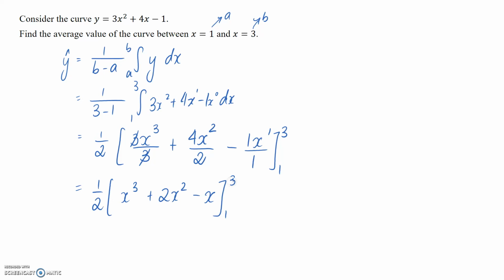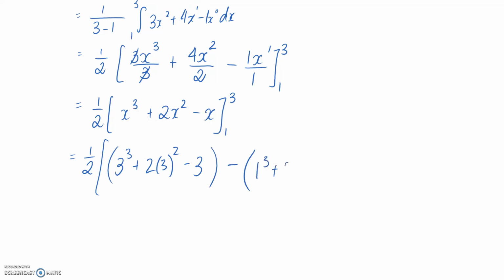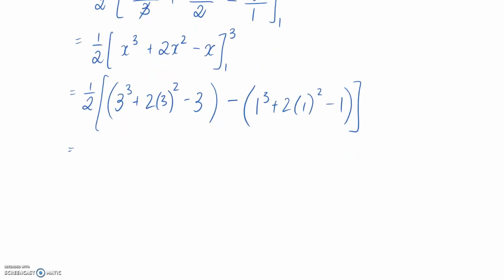So let's go ahead now and actually substitute in our bounds. We always start with the bigger one. And we've still got this half out the front, so don't forget it. Subbing in this first 3, we're going to get 3 to the 3, plus 2 times 3 to the 2, minus 3. I'll bracket that off. And then we take away what happens when we sub in the 1. So we're going to get 1 to the 3 plus 2 by 1 squared minus 1. Making sure we keep these brackets in here, so that everything that falls out of our integration is multiplied by that half out the front.